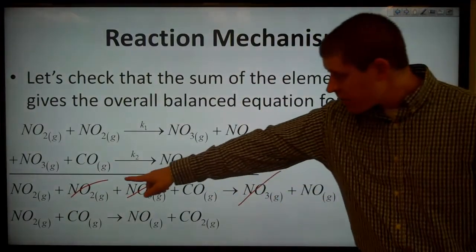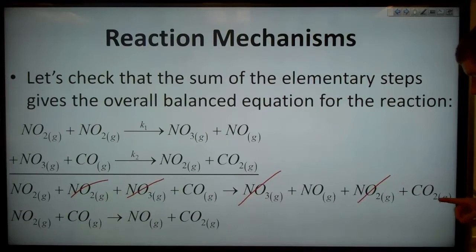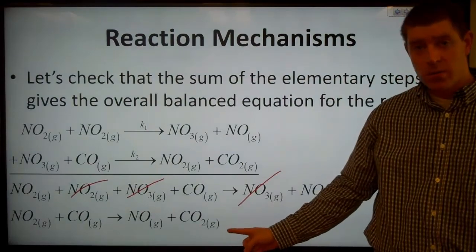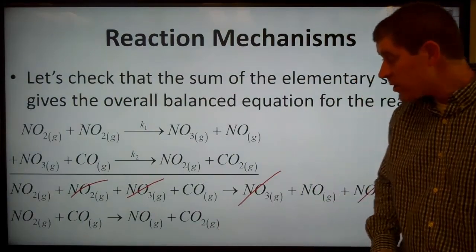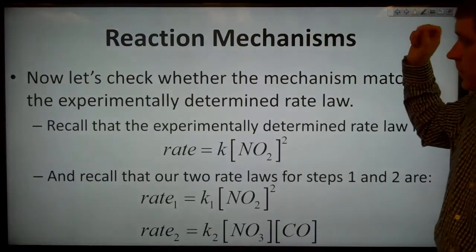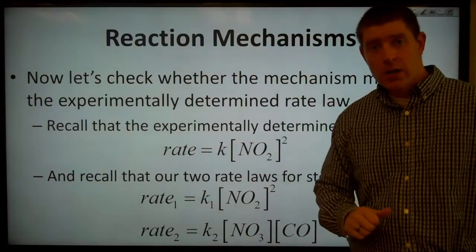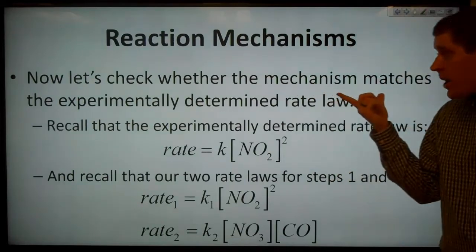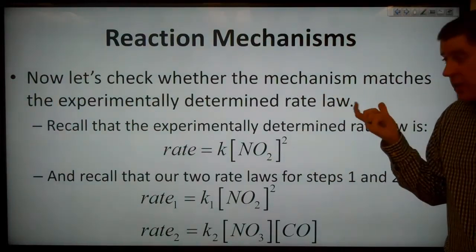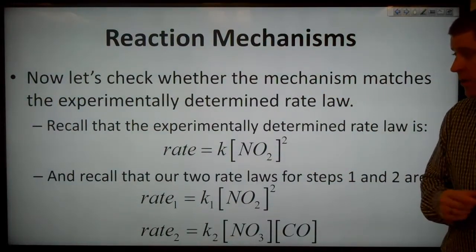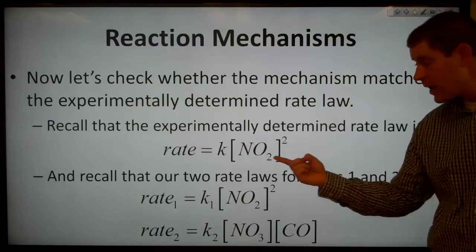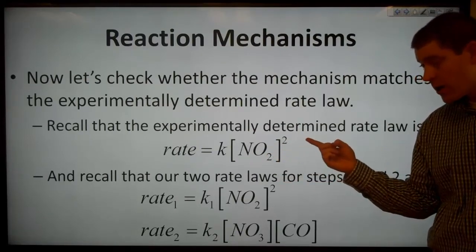And now we have, after we've simplified, we get rid of the things that I've crossed out, and we end up with our overall balanced reaction that we started with. So that first condition we've met. So now let's check whether our mechanism matches the experimentally determined rate law. So remember, the experimentally determined rate law looked like this. Rate is equal to K times concentration of NO2 squared.